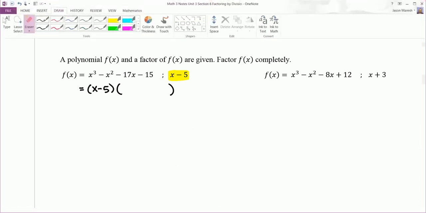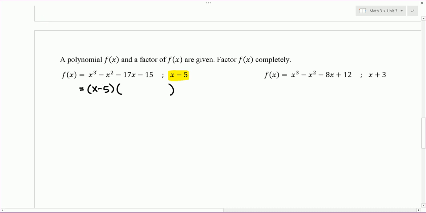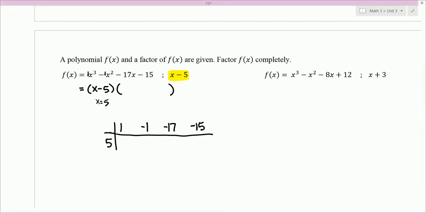We're going to use synthetic division. So remember, we set it up. There's 1x cubed. There's negative 1x squared. So I'm going to go 1x cubed, negative 1 for x squared, negative 17 for x, negative 15 for the constant. I'm dividing by x minus 5, so use the x-intercept, which would be x equals 5, right? So put the 5 here. Take down the 1.